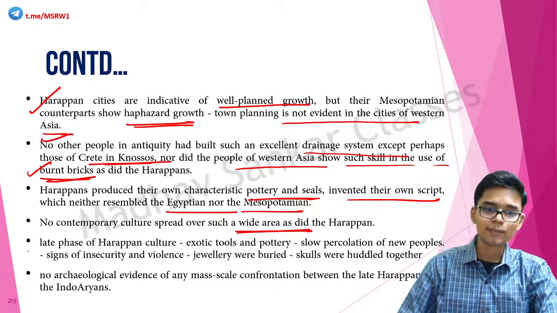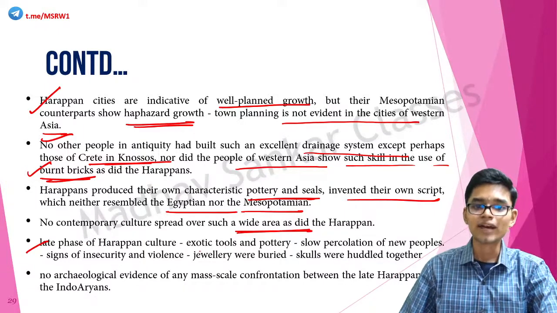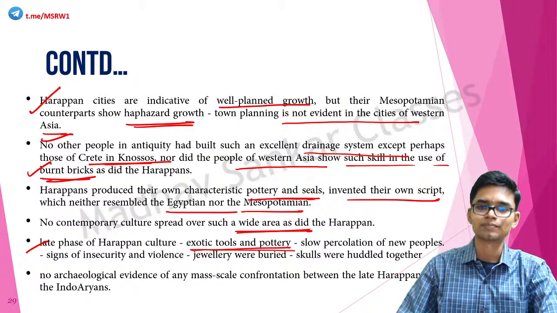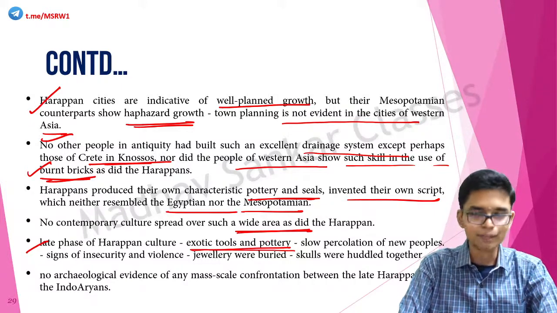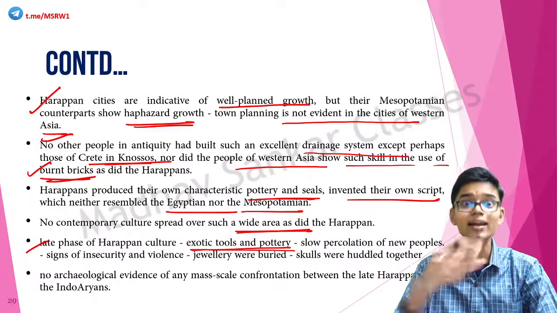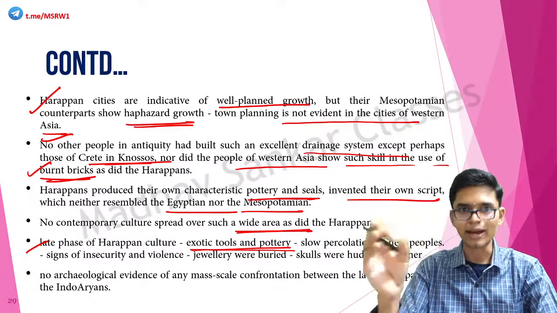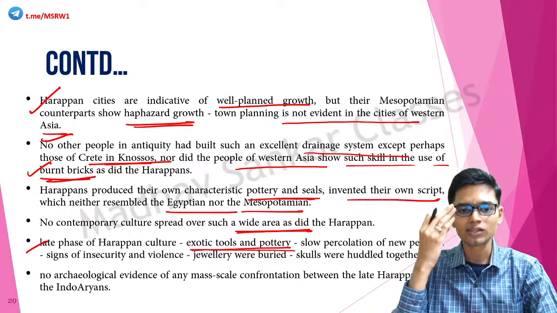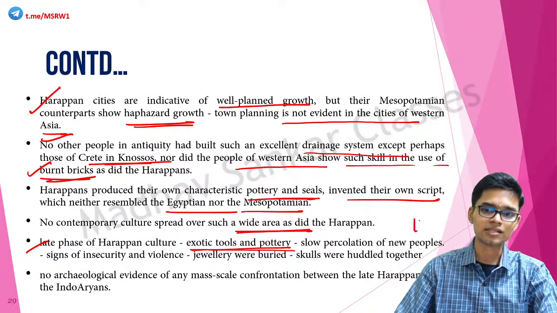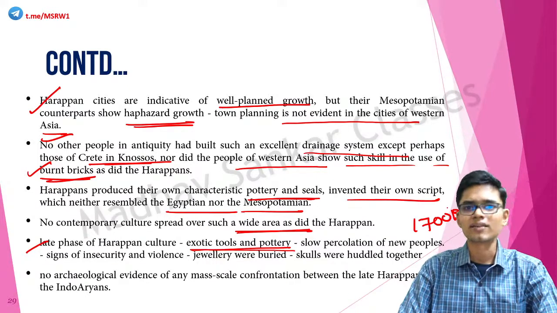In the late phase of Harappan culture, we find some exotic tools and pottery. In the flourishing or mature phase of Harappa, we do not come across anything like this. But in the later phase, when the civilization started to collapse, we came across some exotic tools and pottery. This happened somewhere around 1700 BC.